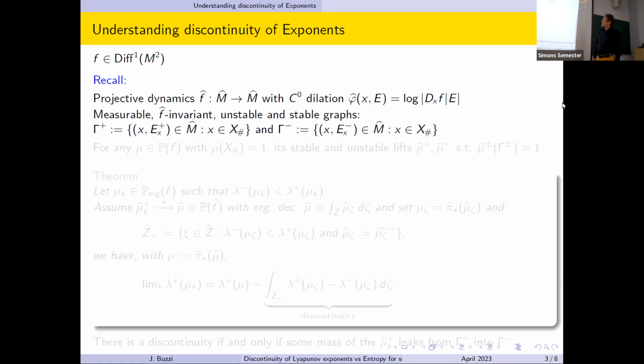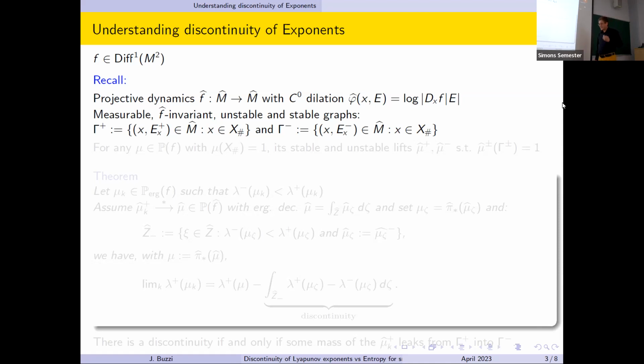The setting is a diffeomorphism on a surface, so we are in dimension two, and this simplifies the questions significantly. As we said, the Lyapunov exponent is an integral of a measurable and usually not continuous function on the surface itself, so there is no continuity property. Then we had this corollary of Kingman's theorem that gave us only upper semi-continuity, and lower semi-continuity can fail.